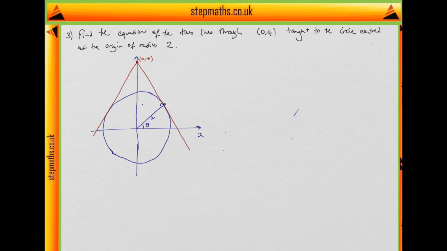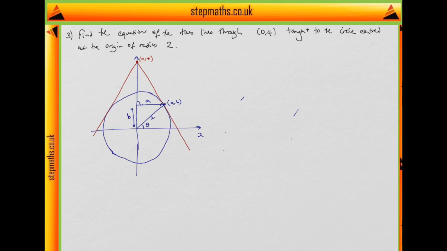Let's start by creating another triangle. It's always a good way to start. We'll label this point (A, B), so we can find the gradient of the line, and therefore the equation of the line. We know this side length here is 4, because that's between coordinates (0, 4) and (0, 0). So the base length is A, the x coordinate, and this is B.